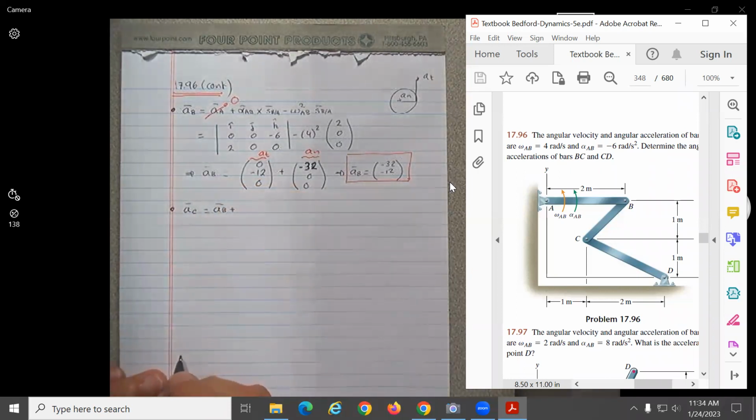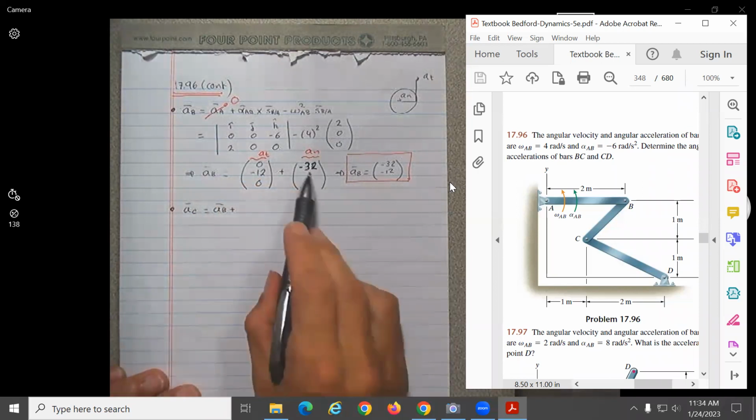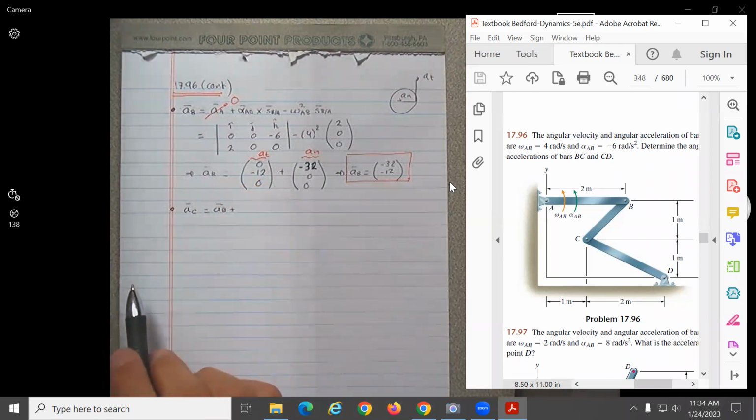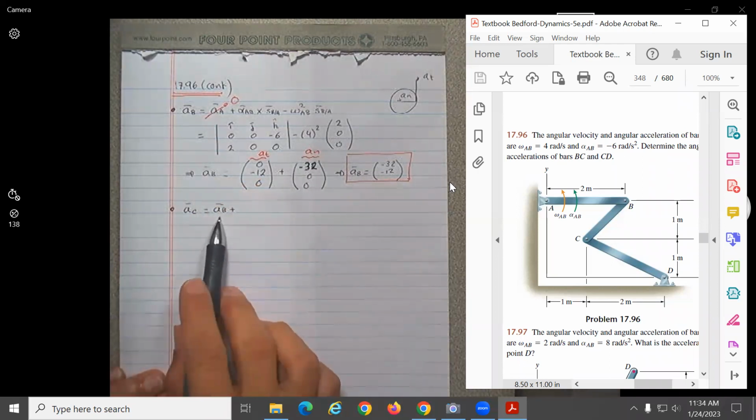Why is the 32 on top and not the negative 12? It's in the extra X. Oh, why? Yeah. Okay. So again, let's try to practice that one instead of just copying.